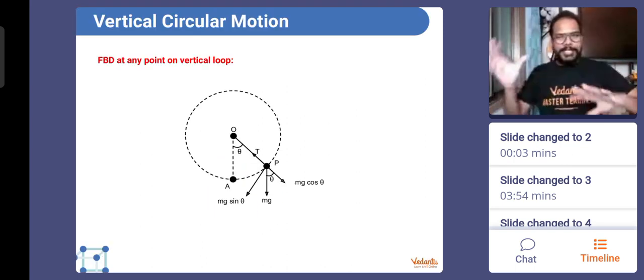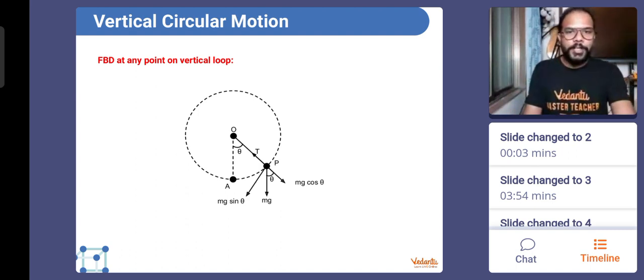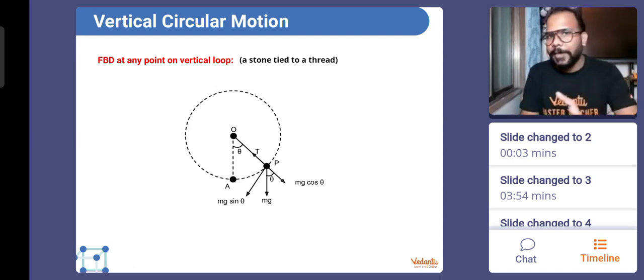So first, I will tell you about the generic dynamics of the circular motion. First, we'll speak about the force during the vertical circular motion. So this is the situation which you are studying, where I am considering a stone tied to a thread. Okay, that means what? There is no question of normal force. There is only what force will come into existence? In the chat box, tell me the types of forces which will be acting on the body when it moves.